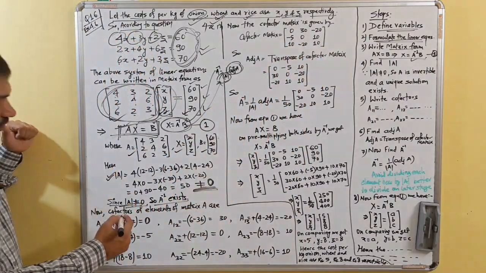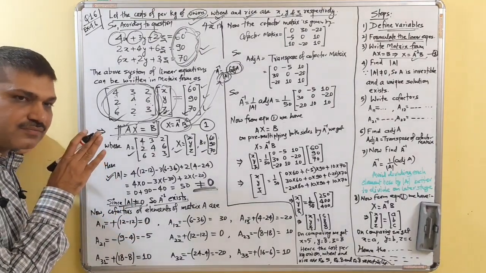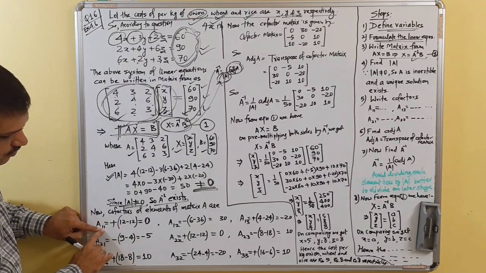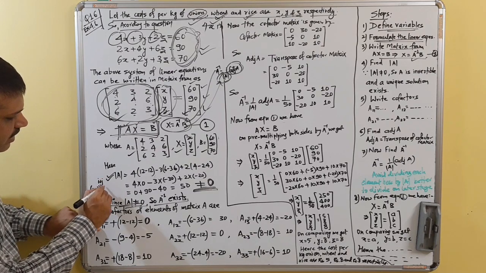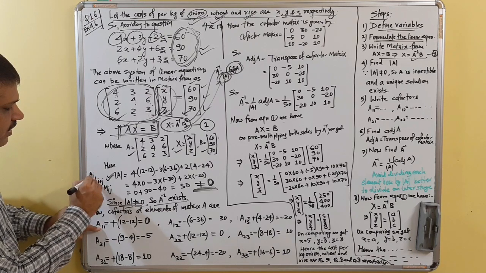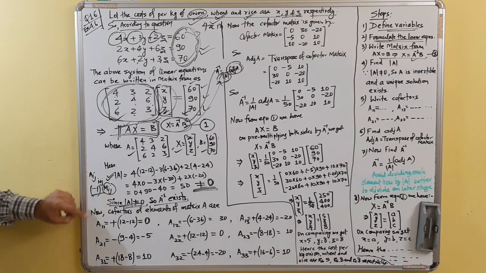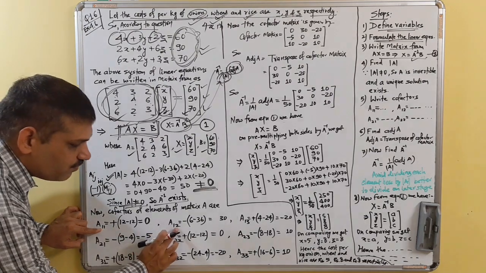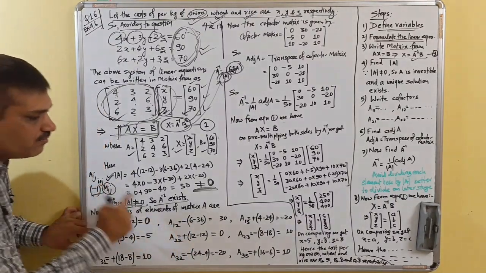Now we must practice finding the cofactors of the elements. The cofactor is given as minus 1 raised to i plus j times the minor M_ij. If the sum of i plus j is an even number, the sign is positive. If the sum is an odd number, minus 1 raised to an odd number is negative.